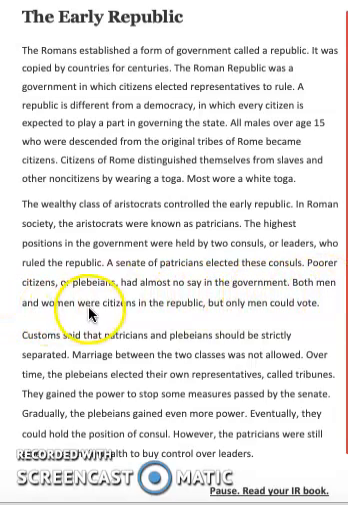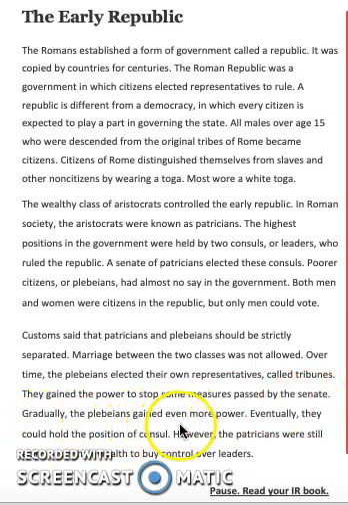Both men and women were citizens in the republic, but only men could vote. Custom said that patricians and plebeians should be strictly separated. Marriage between the two classes was not allowed. Over time, the plebeians elected their own representatives, called tribunes. They gained the power to stop some measures passed by the Senate.